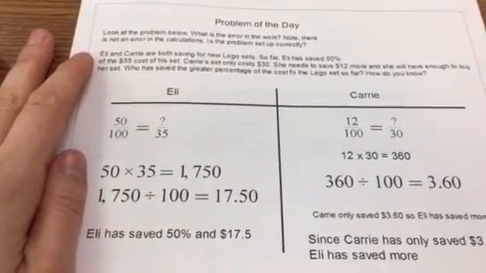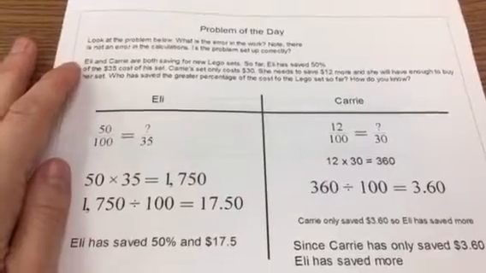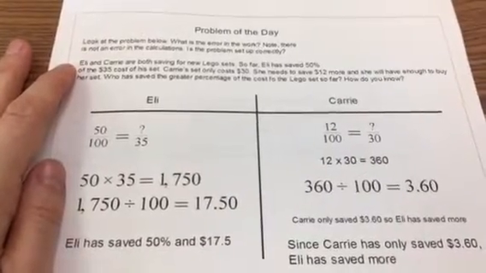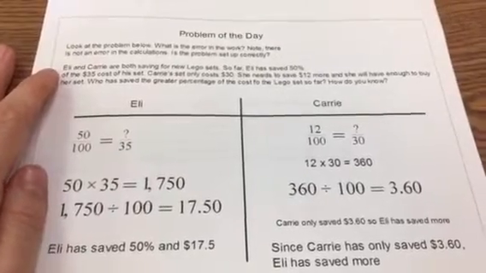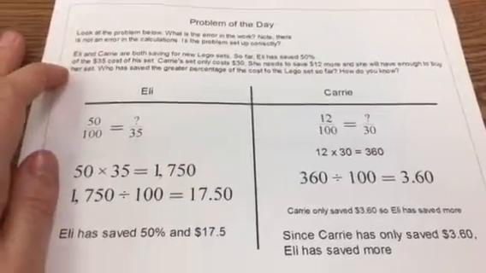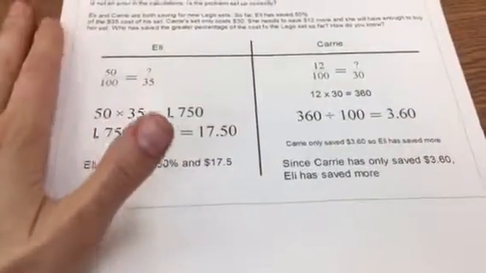It says, Eli and Carrie are both saving for new Lego sets. So far, Eli has saved 50% of the $35 cost of his set. Carrie's set only costs $30. She needs to save $12 more and she will have enough to buy her set. Who has saved the greater percentage of the cost of the Lego set so far?